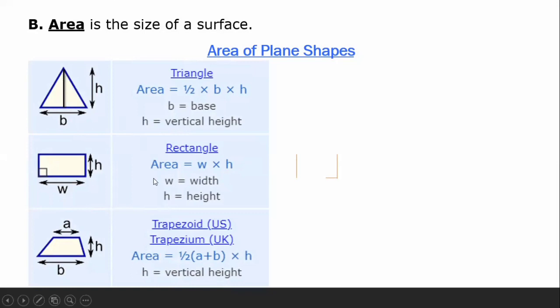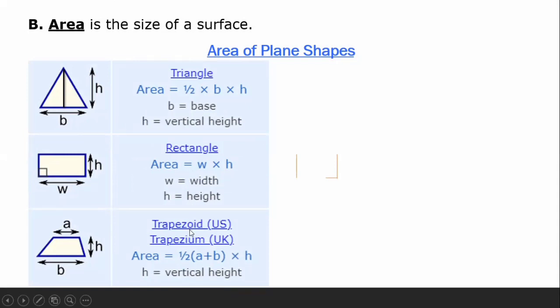Another, rectangle. Okay. Most likely, the variables or letters used are length times width. But actually, they are the same. So you have here, length times width or width times height. That is the formula in finding the area of the rectangle.